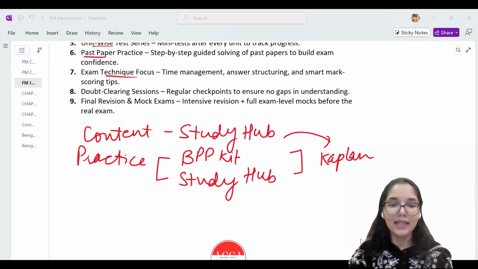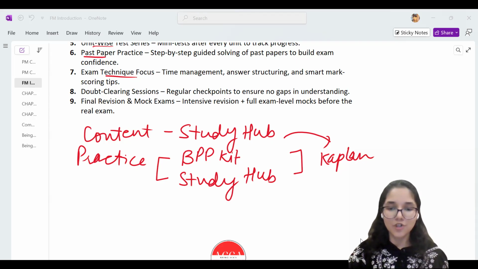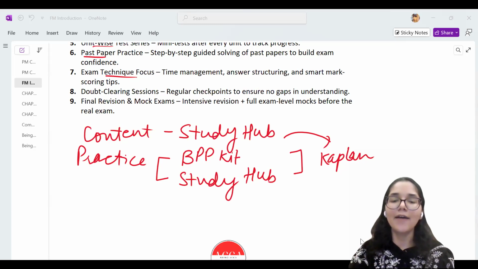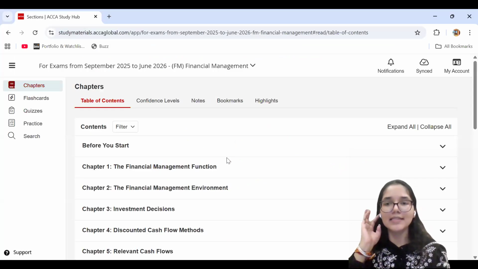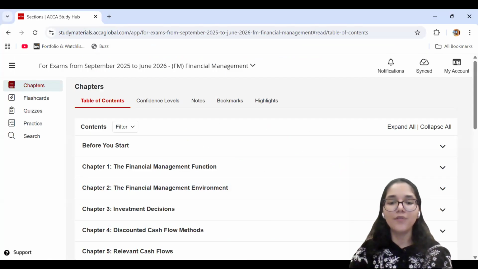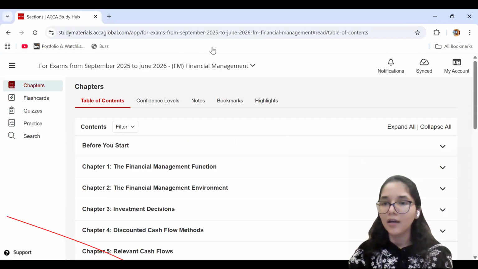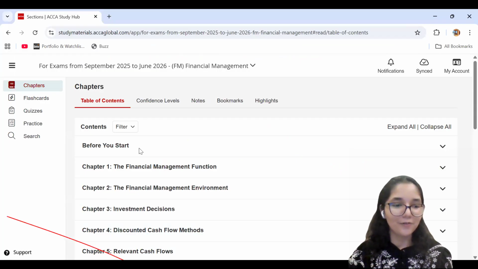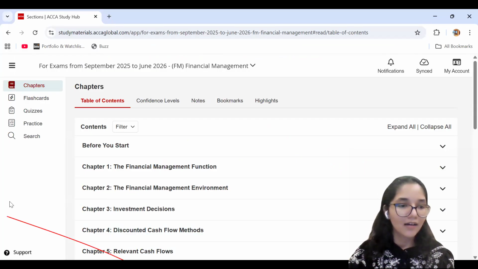So before I take you to the syllabus, to the actual chapter that we are going to get started with, I would just like to show you the ACCA Study Hub, especially for the ones who are going to be attempting this paper as the very first skill level paper. So this is what your ACCA Study Hub is going to look like for your exam. Please do not annotate over here on the screen.